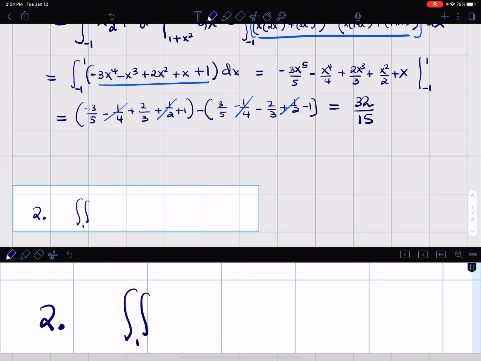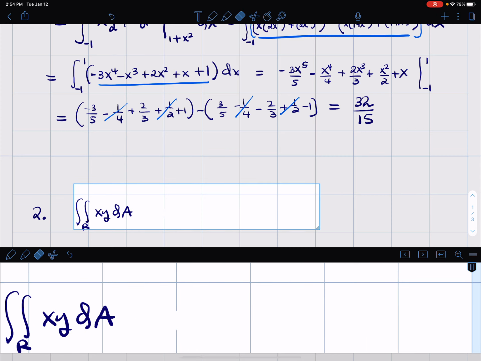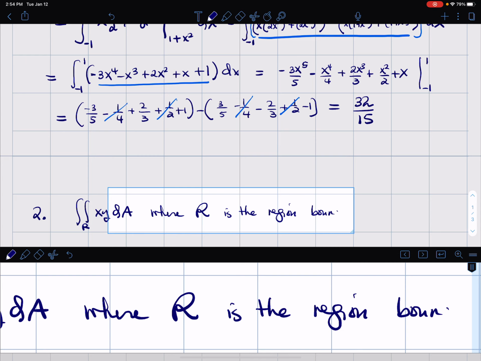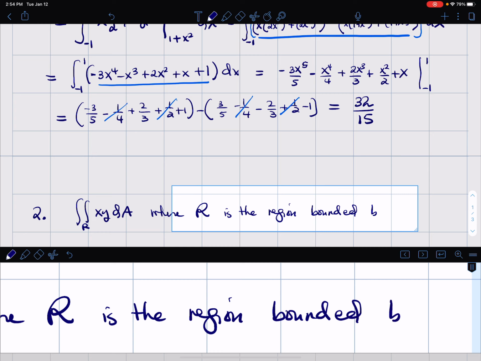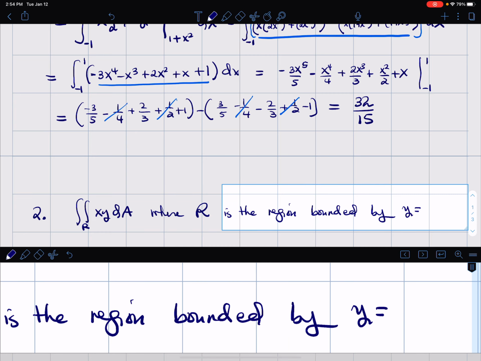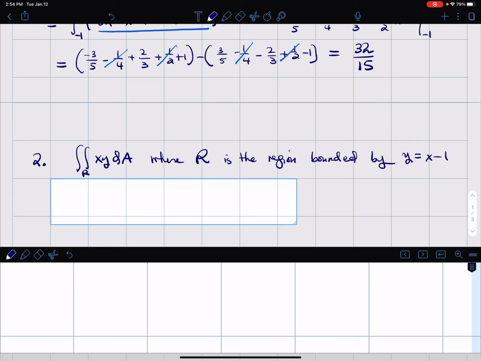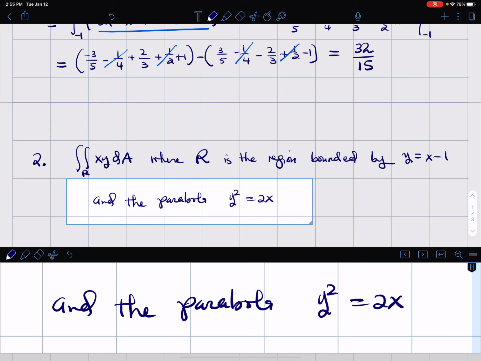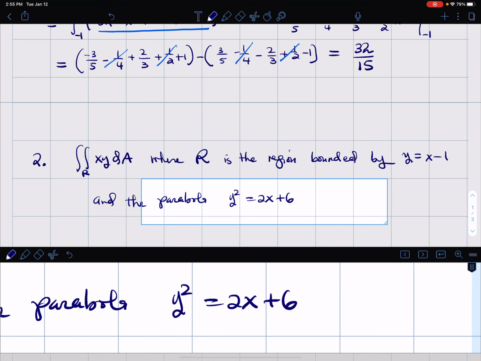Let's evaluate the double integral of x y dA, where R is the region bounded by y equals x minus 1 and the parabola y squared is equal to 2x plus 6.